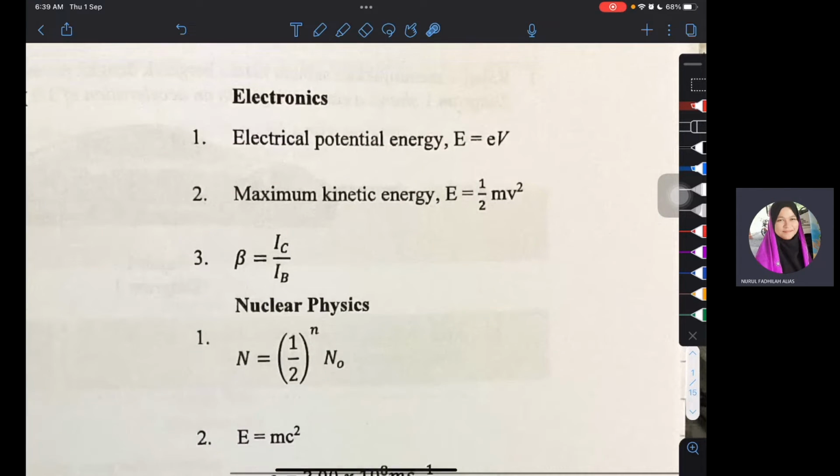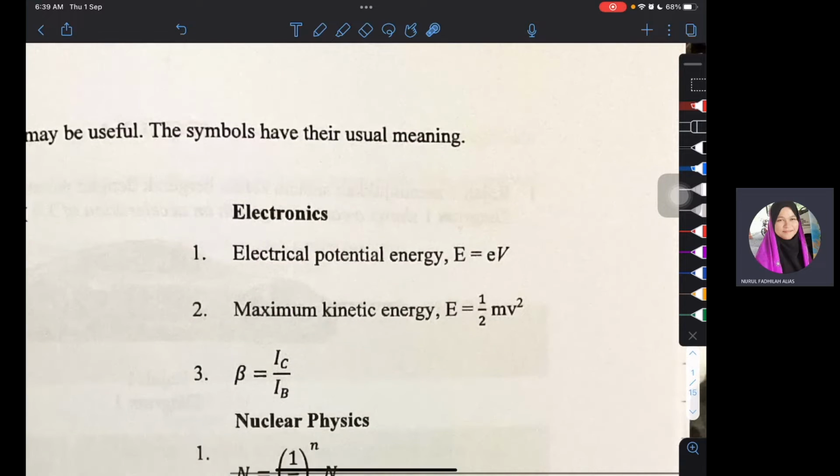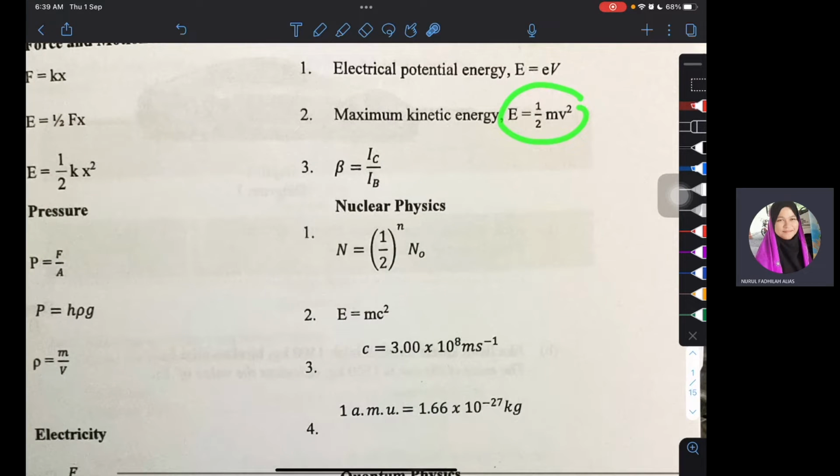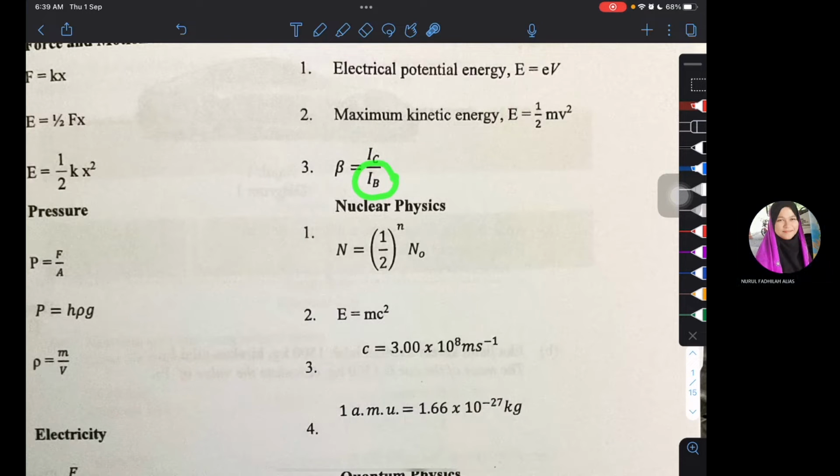And then you have electronics. Electronics formula for the electron gun, for maximum kinetic energy. What is this? This is for the amplification. IC is the collector current, and this is the base current. So this is the amplification.